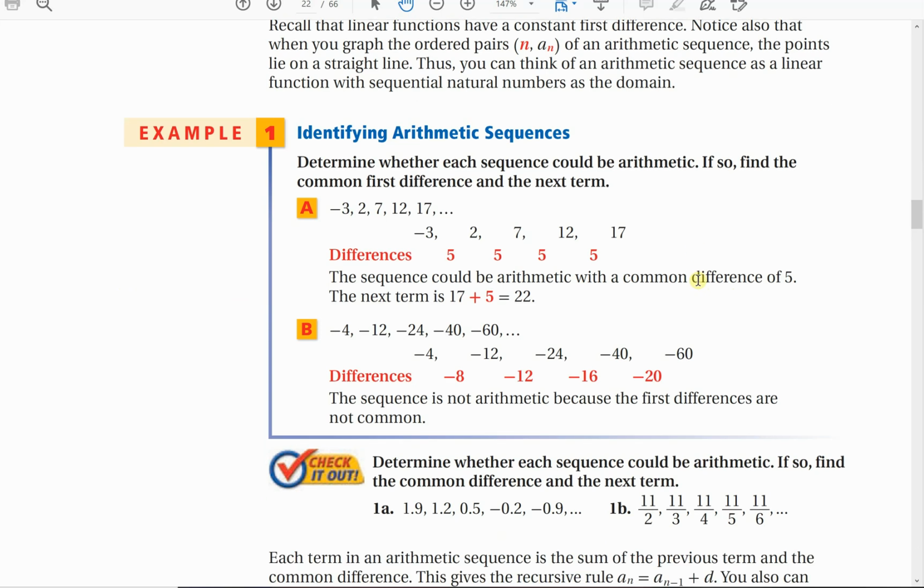If we look at part B, though, we have -4, -12, -24, -40, -60. You see how those numbers are going down a little bit more quickly? It's a good clue that we probably do not have an arithmetic sequence. But if we look at the differences, -12 minus -4 is -8. -24 minus -12 is -12. -40 minus -24 is -16, and so on.